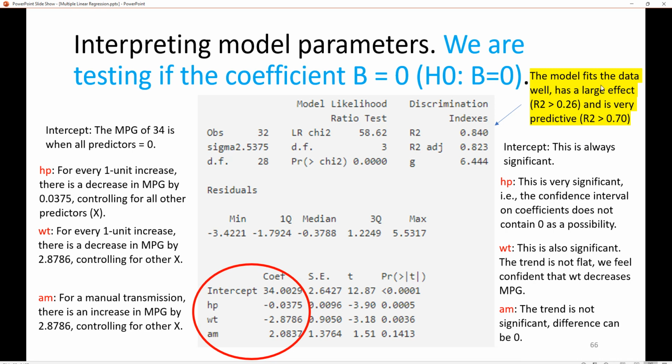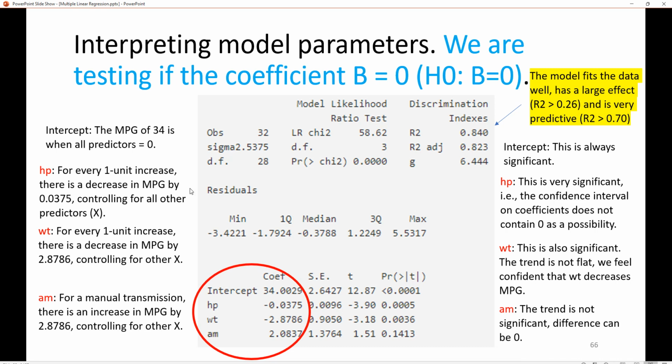So again, on the top, from our R-square, we can see that the model fits the data well. It has a large effect. Our R-square is definitely bigger than 0.26, the cutoff that we saw last week. And we can say it's very predictive. Its R-square is greater than 0.70.